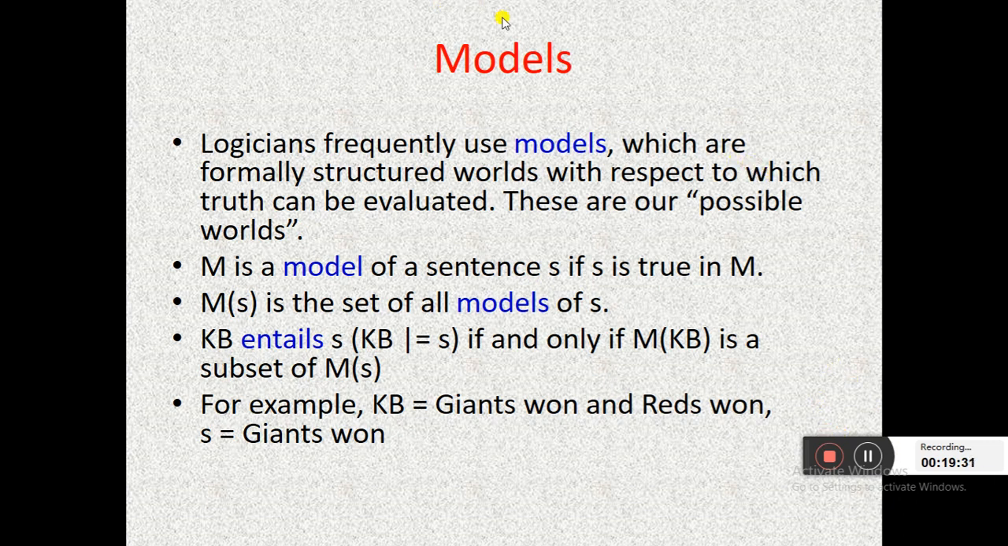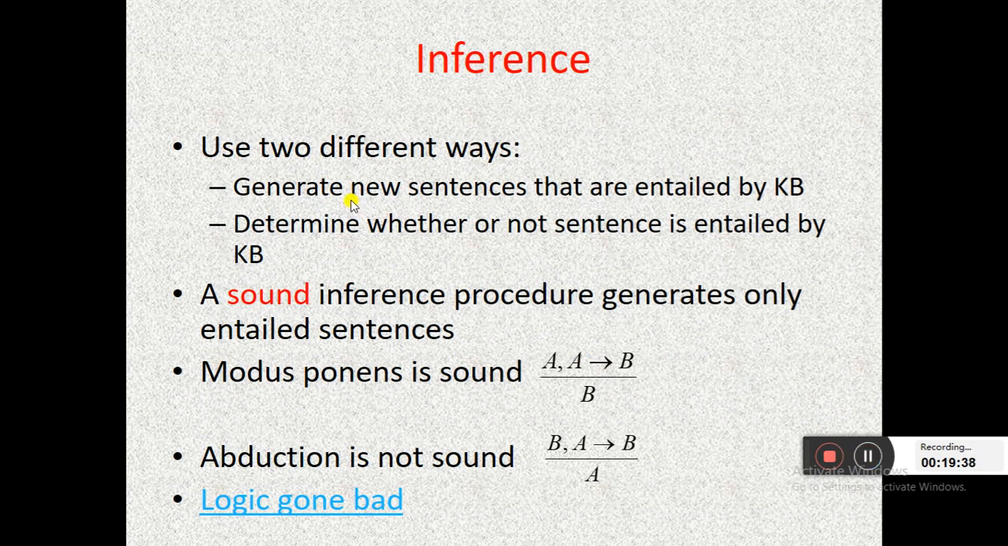So dear students, our next topic is using two different ways to generate new sentences that are entailed by the KB. So this is inference actually. What is inference? Determining whether or not a sentence is entailed by the KB. A sound inference generates only entailed sentences. What does it mean?